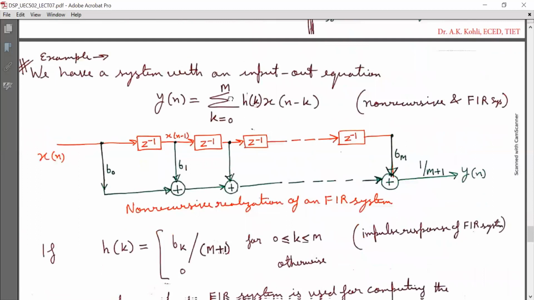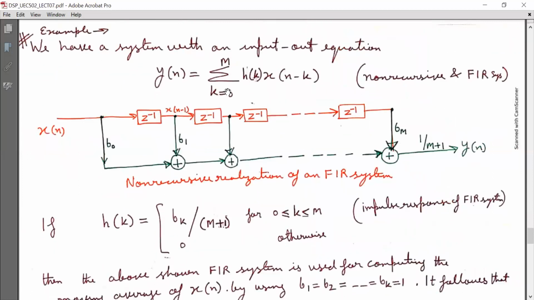The next example, we use one example. We have a system with an input output equation y[n] is equal to the summation over k running from 0 to M of h[k] x[n minus k]. That is a non-recursive FIR system, or you can say a filter FIR system. This is going to be implemented here. h[k], that is the impulse response, is b_k over M plus 1 for k ranging from 0 to capital M. This is the impulse response of the FIR system, and 0 otherwise.